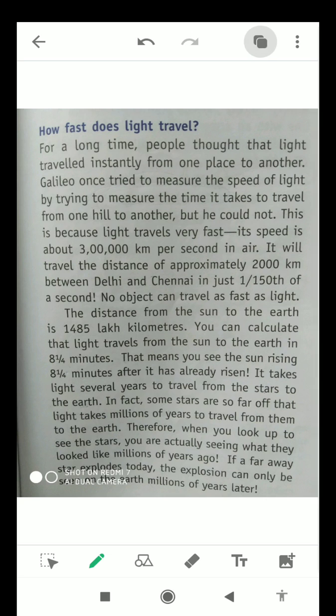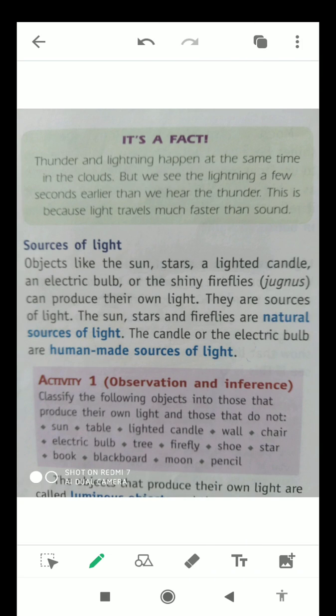Okay students, now next slide. There is a fact that thunder and lightning happen at the same time in the clouds, but we see the lightning a few seconds earlier than we hear the thunder. So thunder seems to take place after the lightning. This is because light travels much faster than sound.